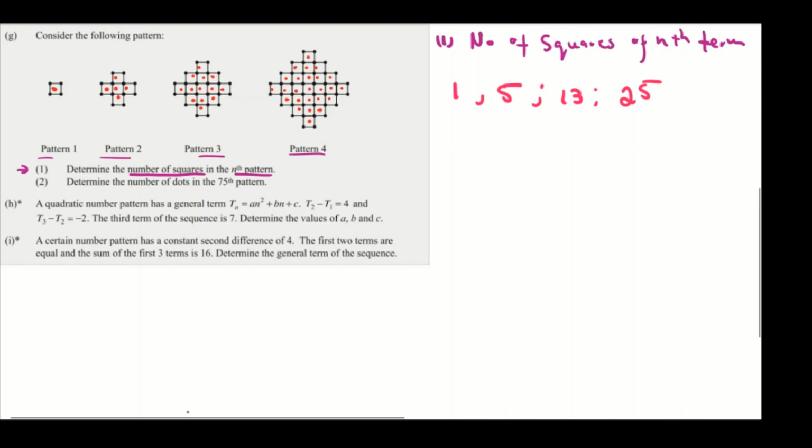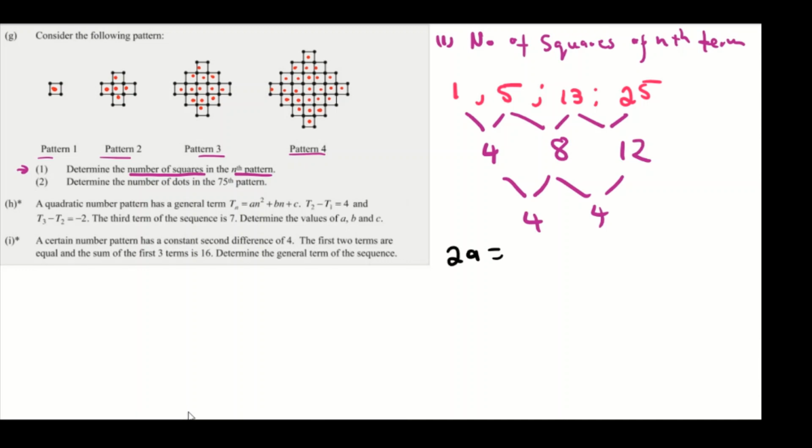Now we're going to write down the general equation of the number of squares. Since this is a quadratic sequence, we first find the first difference. The first differences are 4, 8, and 12. The second difference is 4. So 2a is equal to the second difference, which is 4. Therefore a equals 4 over 2, so a equals 2.